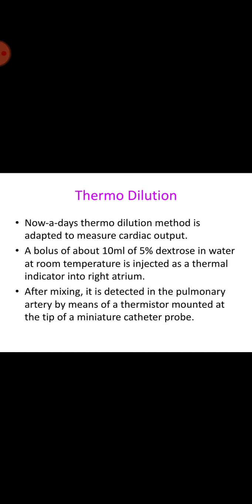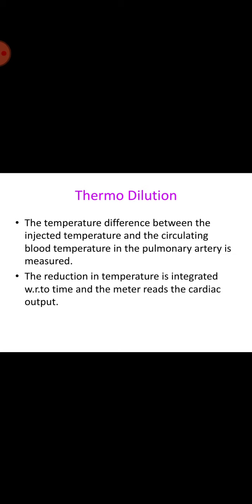The injected temperature is sensed by a thermistor, and the temperature difference between the injected temperature and the blood circulating in the pulmonary artery is measured. Then it is given to the linearizing amplifier. It works on the principle of a fixed resistance with a suitable value that is placed in parallel with the thermistor. So the reduction in temperature of the pulmonary artery is integrated with respect to time, and the blood flow in the pulmonary artery is computed electronically by a computer.